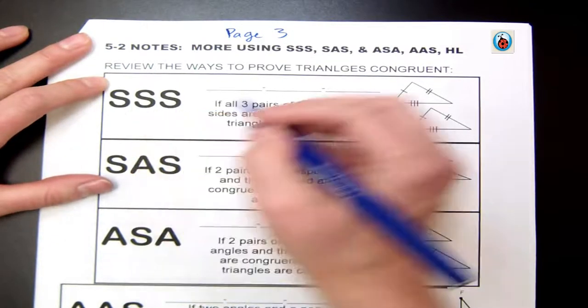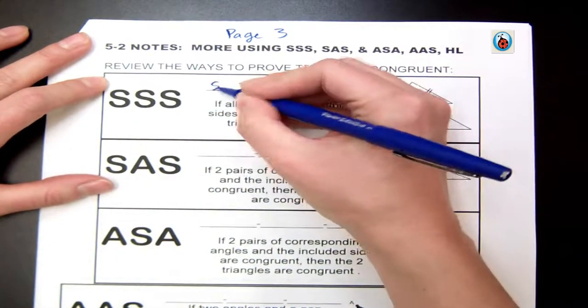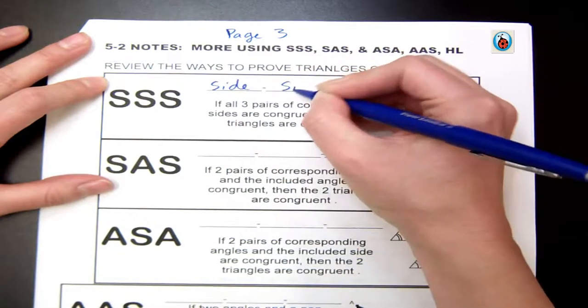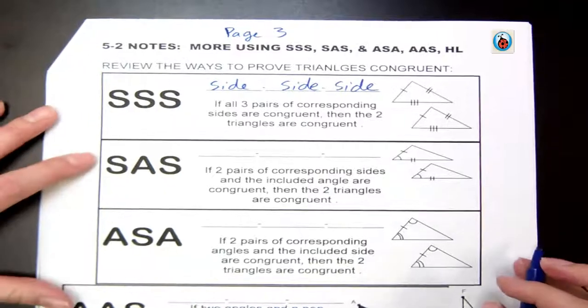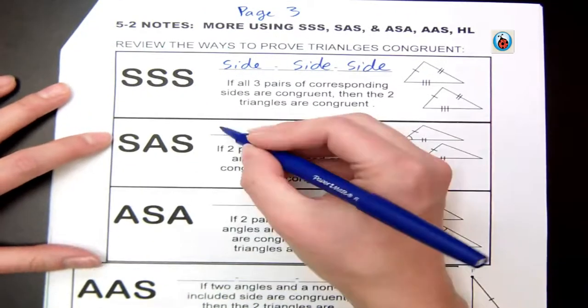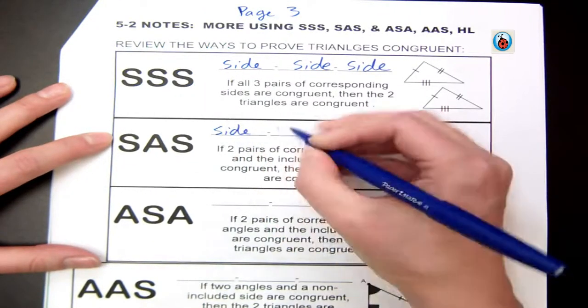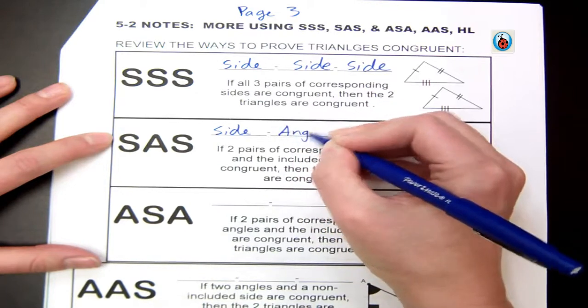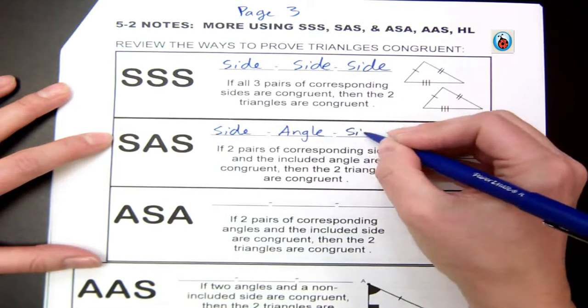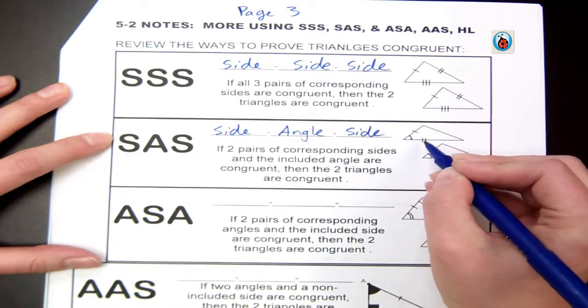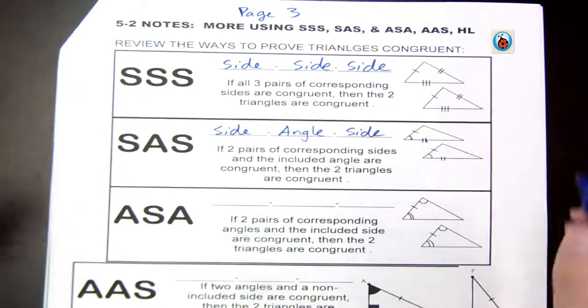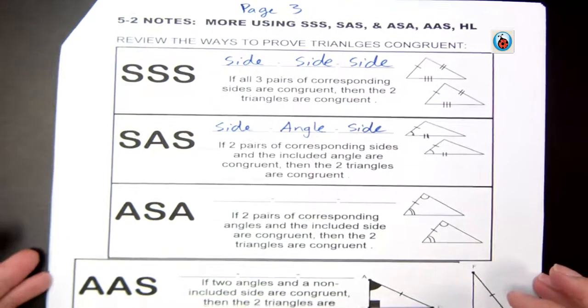So if I have 3 sides marked congruent, I can prove the triangle is congruent by side, side, side. If I have side, angle, side, that is another of my options to prove it congruent. And it is very important that it is always in this order. It must be a side, angle in the middle, and another side, or we can't use this particular proof.